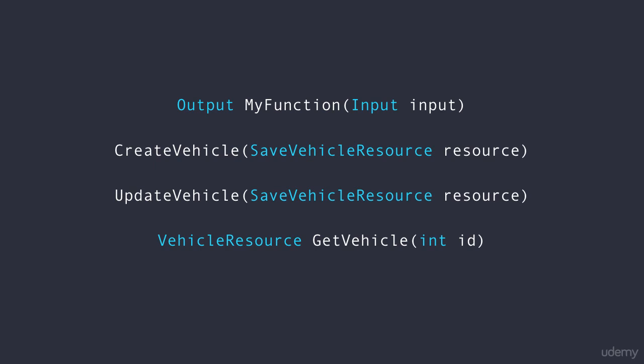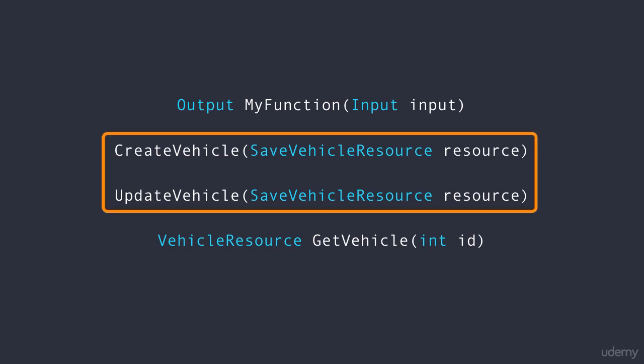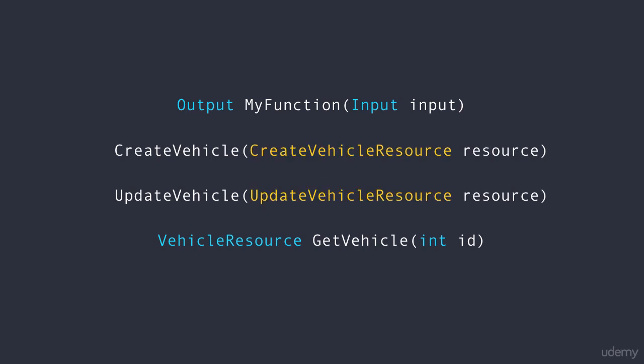Now here we're working with a simple application. In a more complex application, sometimes certain properties cannot be updated. They can only be set once when creating an object. In that case, these two actions would need different types as their parameters. So for the create vehicle action, we need a parameter of type createVehicleResource. And for the update vehicle action, we need a parameter of type updateVehicleResource.